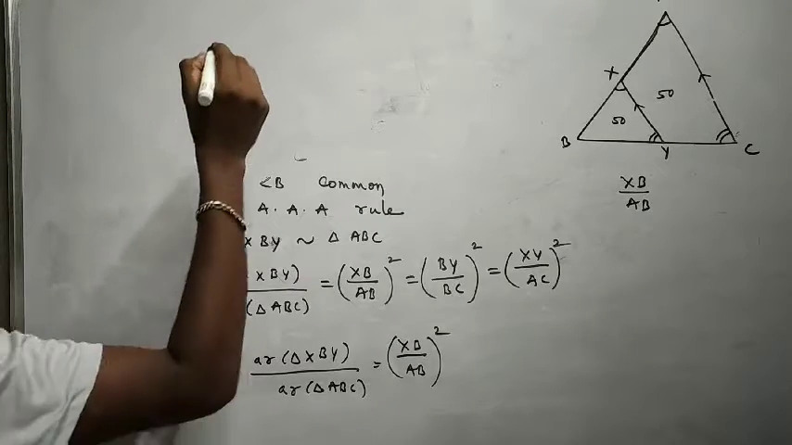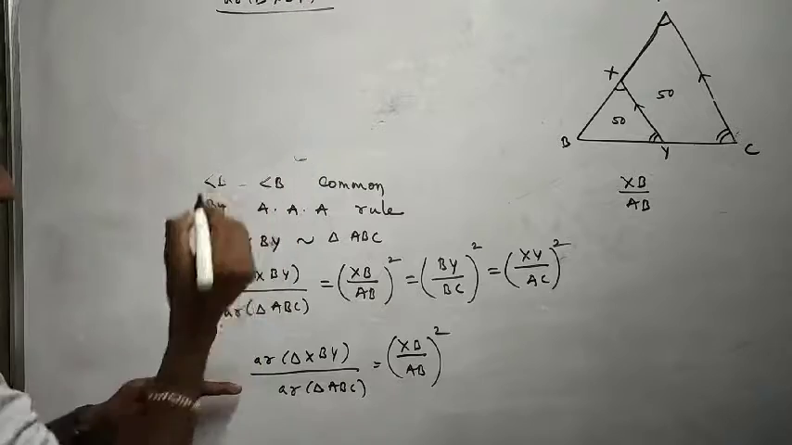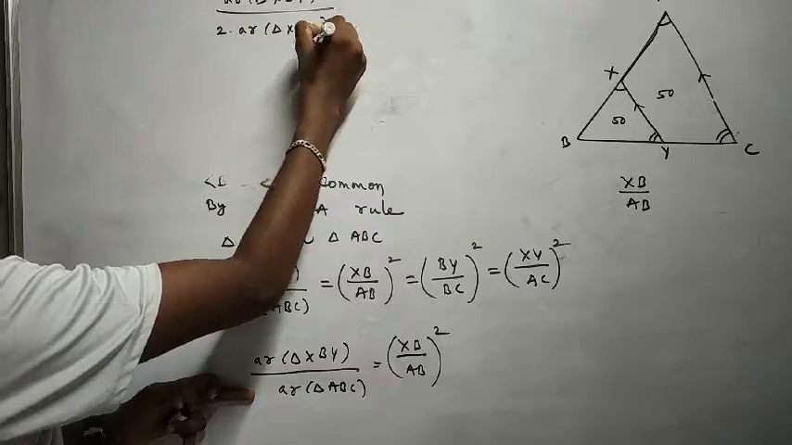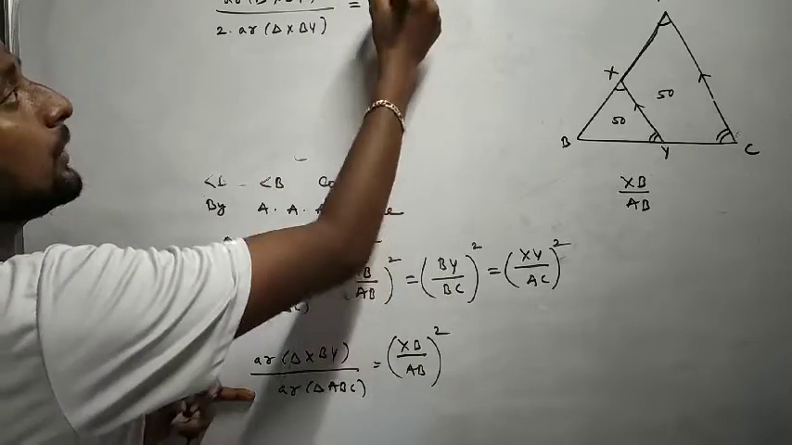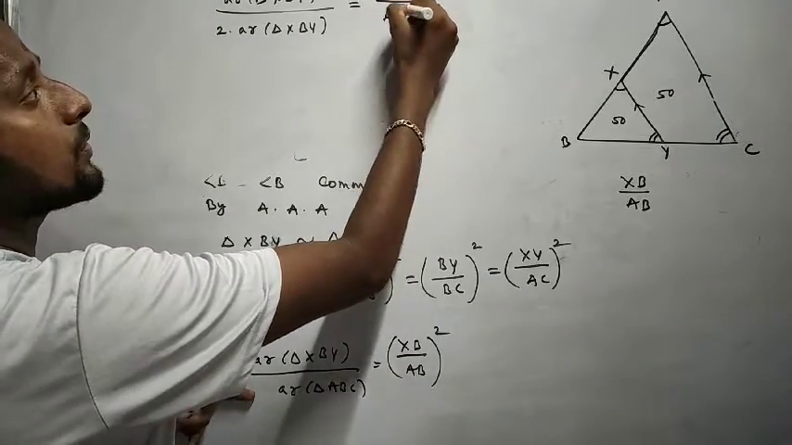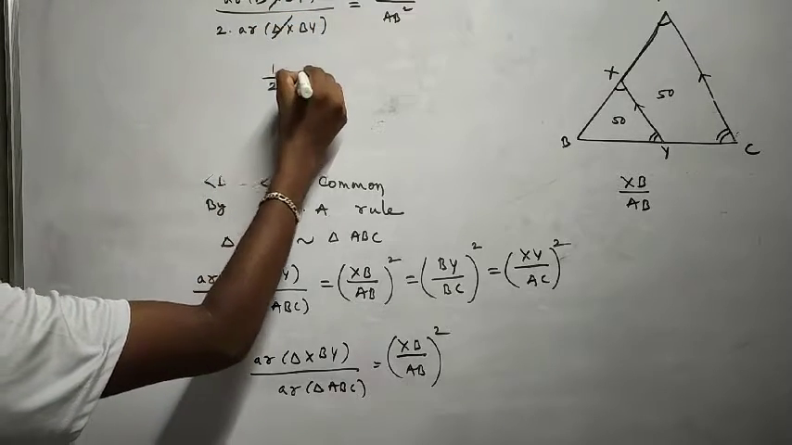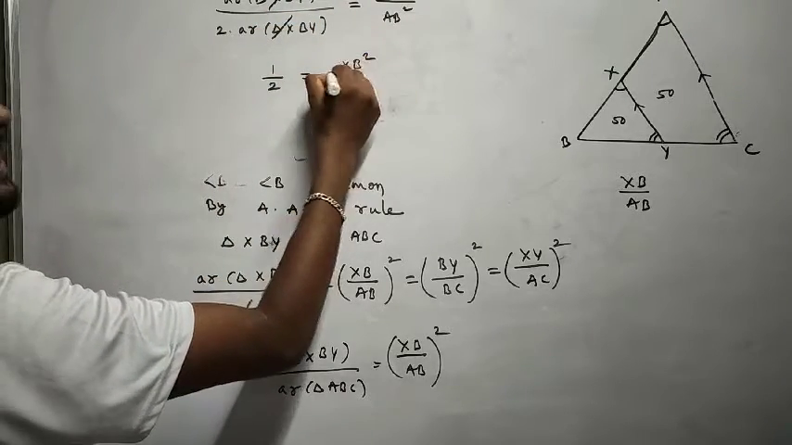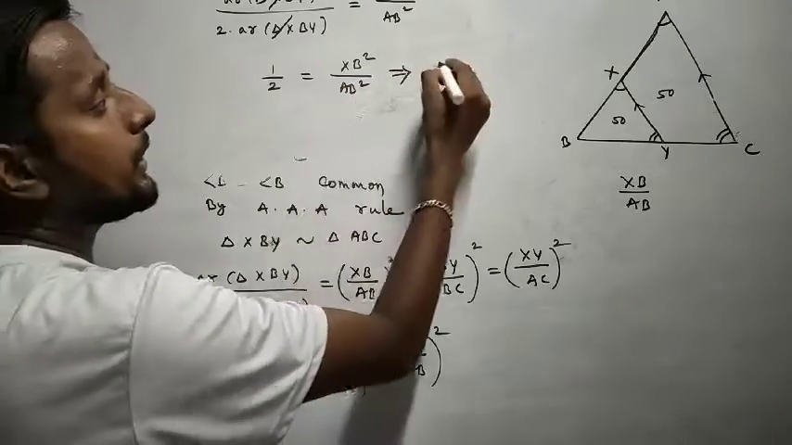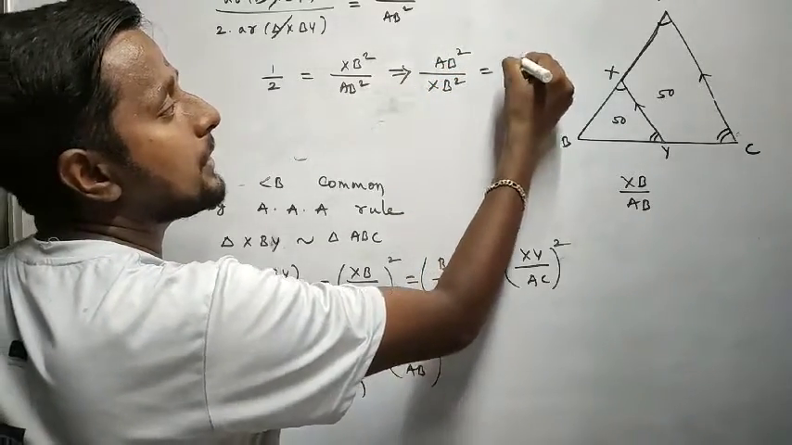So in continuation, we'll write area of triangle XBY; in place of ABC, I'll write 2 times the area of triangle XBY. If you take the square for both, XB whole square by AB whole square, right? Now XBY gets cancelled. So 1 by 2 is equal to XB square by AB square. Just I want to make the reciprocal. Just look at AB square by XB square, that is equal to 2 by 1.